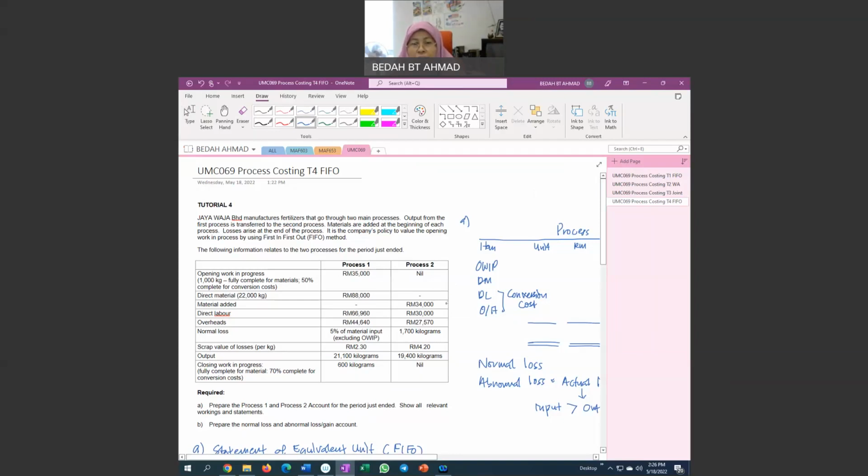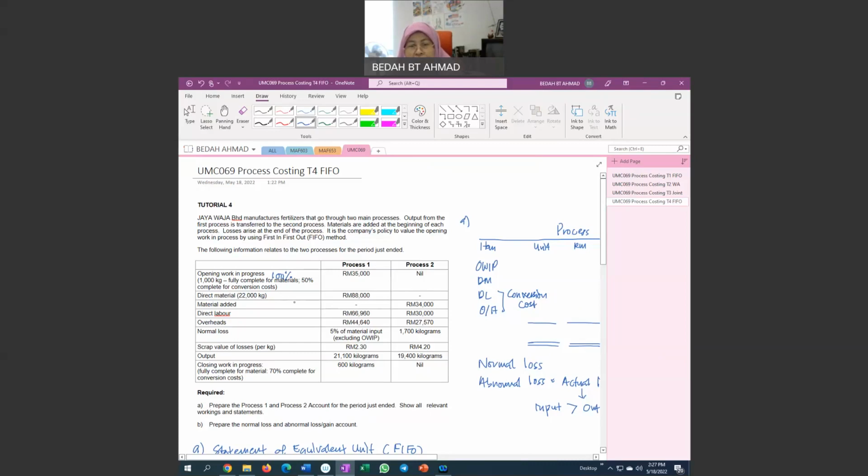You are given the following information relating to the two processes, process 1 and process 2, for the period ended. Opening work in progress is 1,000 kilograms, fully complete for materials. That means this is 100%. It is 50% complete for conversion costs for process 1. And there is no opening work in progress in process 2.